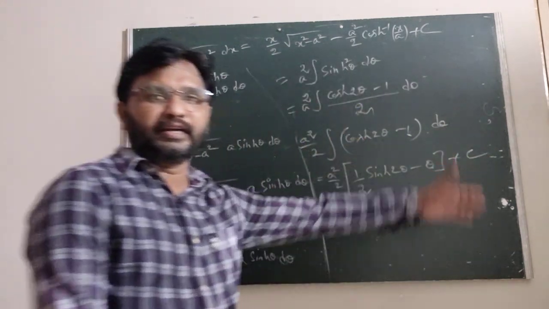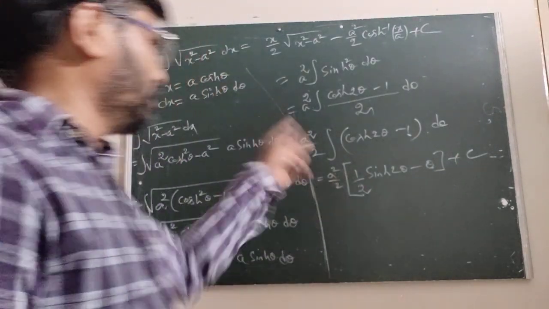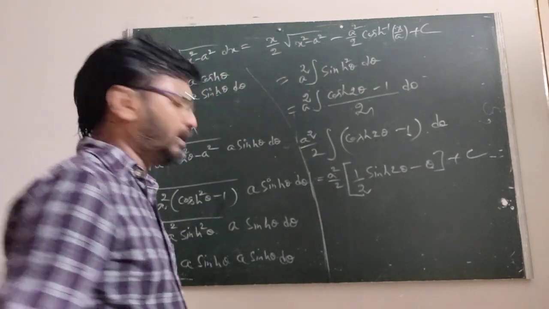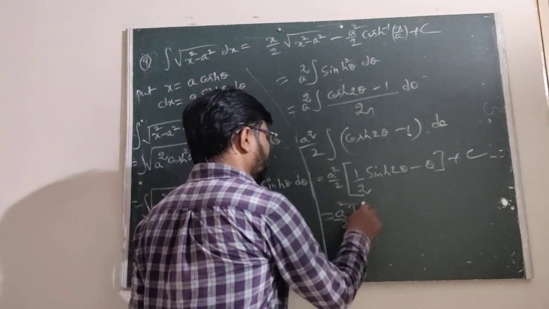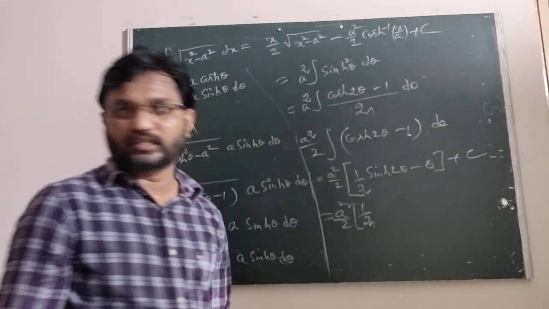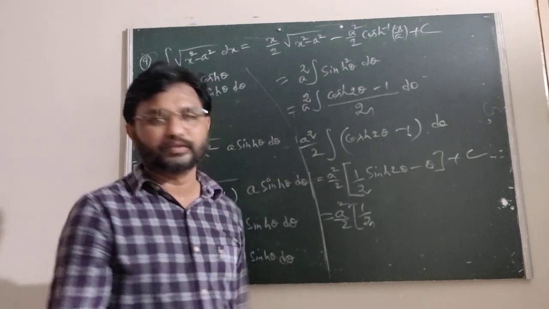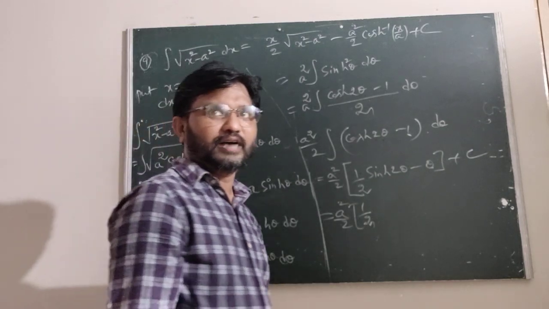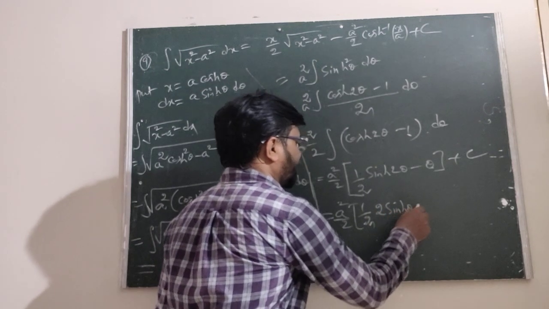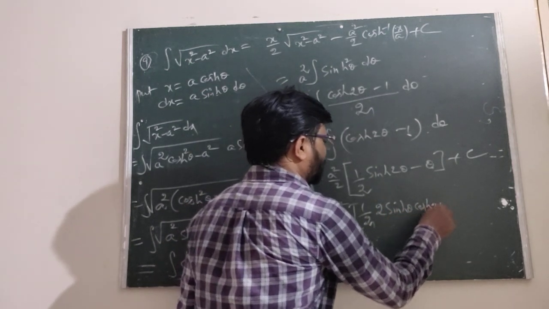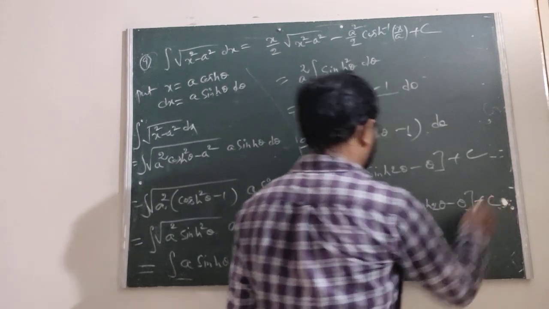Finally we add the integral constant c. We know that sin h 2 theta is of the form 2 sin h theta cos h theta. Therefore, now we are writing a square by 2 into 1 by 2 into 2 sin h theta cos h theta minus theta, plus c.